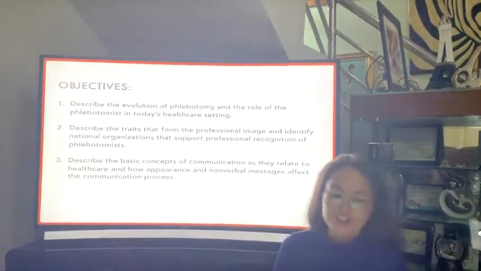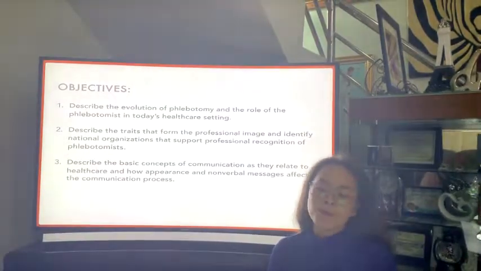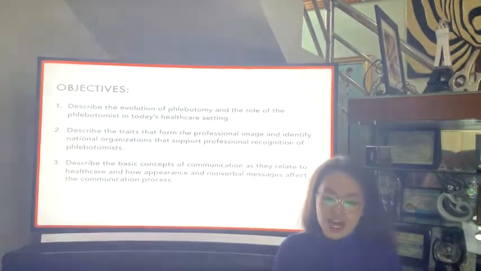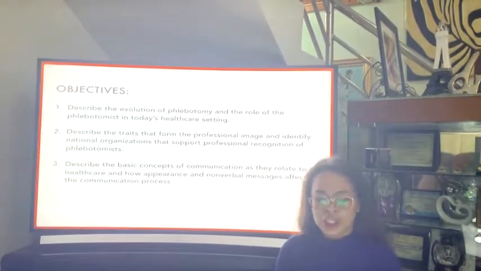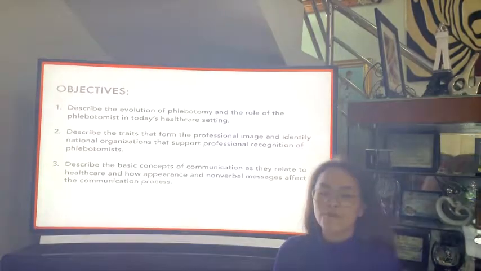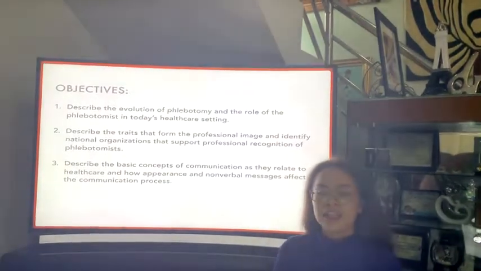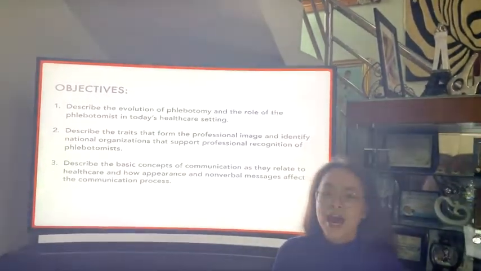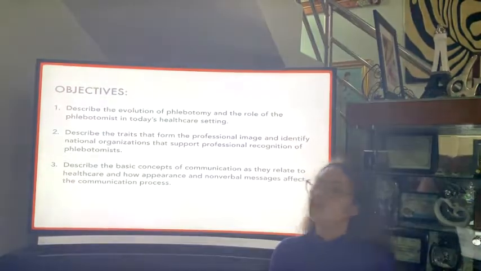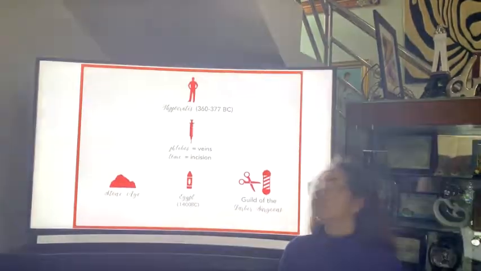The second one is to describe the traits of the professional image and identify national organizations that support professional recognition of phlebotomists. And lastly, to describe the basic components of communication as they relate to healthcare and how appearances and nonverbal messages affect the communication process. Now let's start with the history.